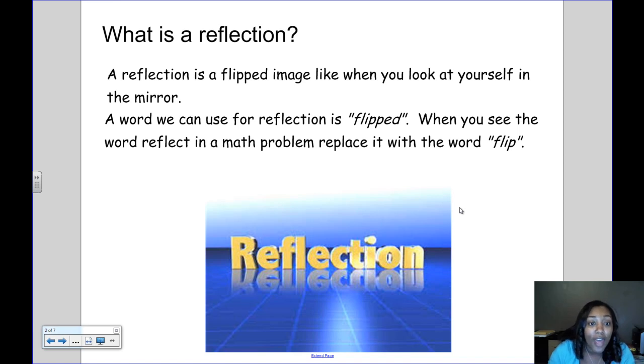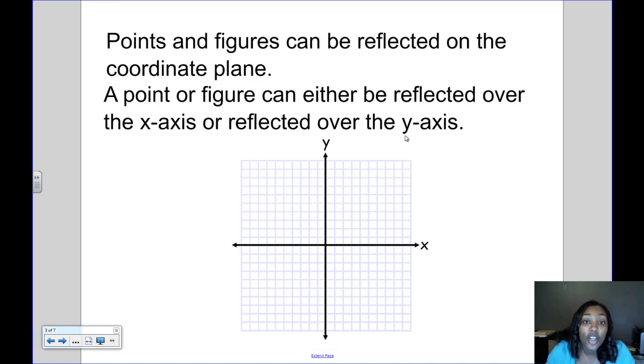And you can think of the FL in reflection with the FL in flipped. And so when you see the word reflect in a math problem, we're just going to simply replace it with the word flip. So points and figures can be reflected or flipped on the coordinate plane. And a point or figure can either be reflected over the x-axis or it can be reflected over the y-axis.